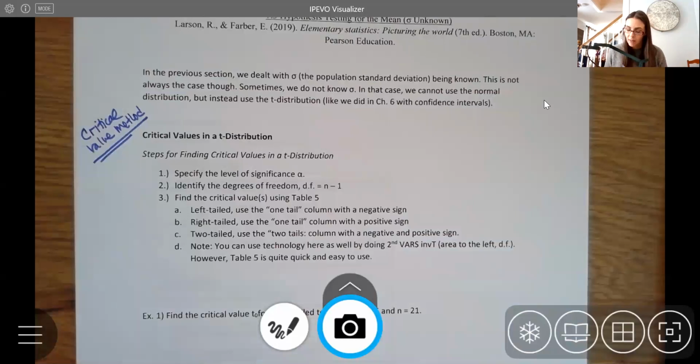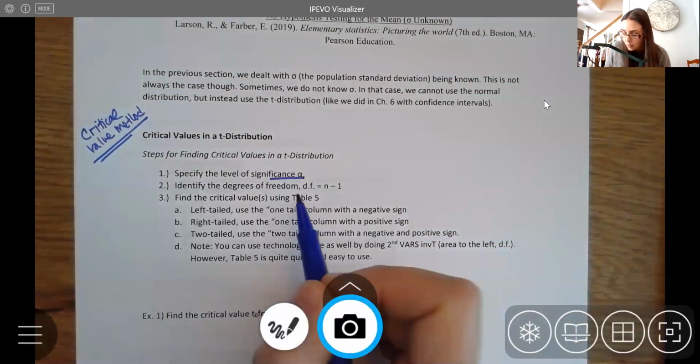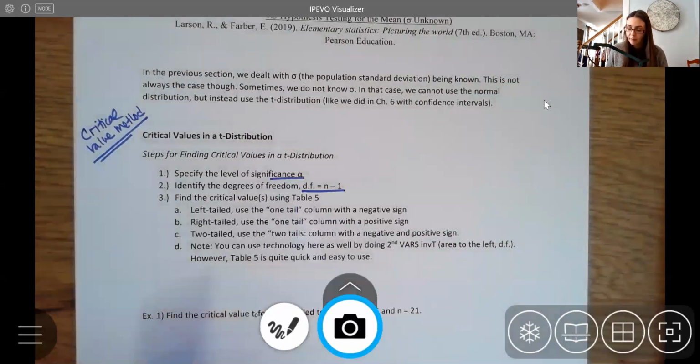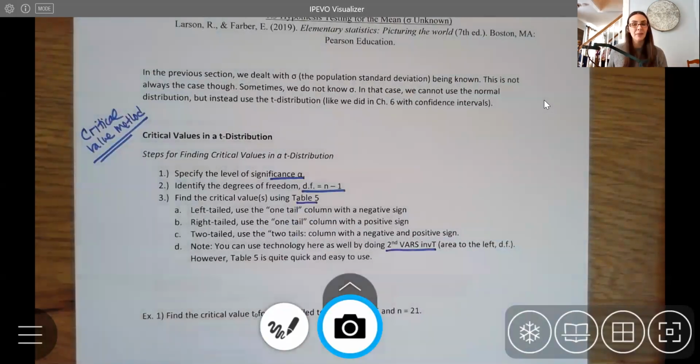So to find the critical value for a t distribution, first of all, you are going to figure out what your alpha is. And here it's a little different. Don't forget, you have to identify your degrees of freedom. So that's the sample size minus 1. Now, you can use table 5 in the back of your book to find these critical values. And honestly, we can use technology here. You can do it using inverse T, but the table is actually easier.